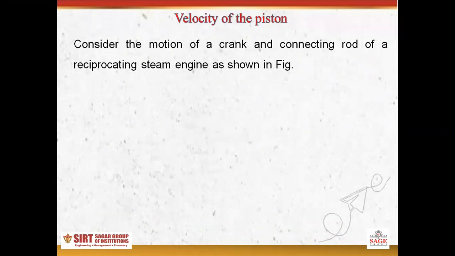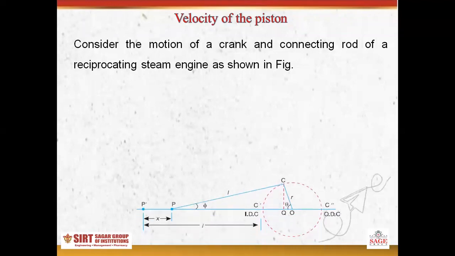So we have to analyze the velocity of the piston with the help of the crank and connecting rod of a reciprocating steam engine. This is the diagram of the crank and connecting rod of the steam engine. Here you can see the crank, the length of the connecting rod, and the velocity of the piston. We have to find this velocity of the piston, x.